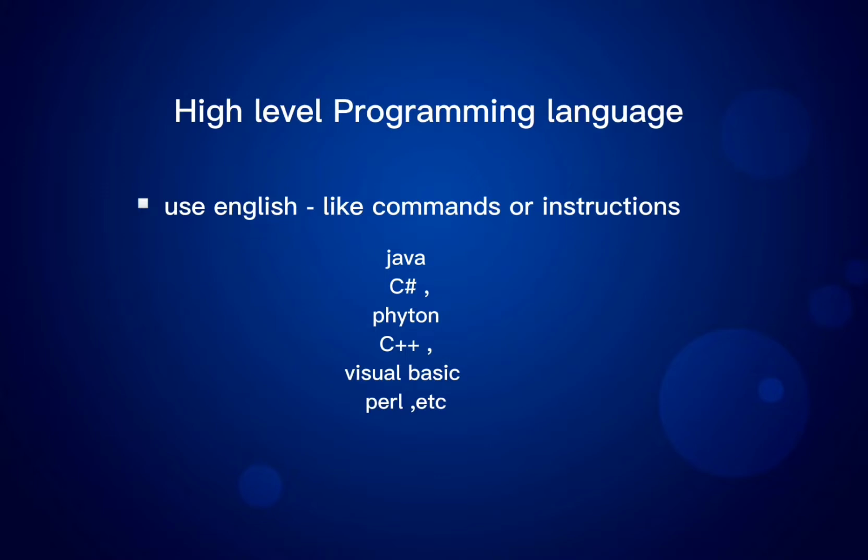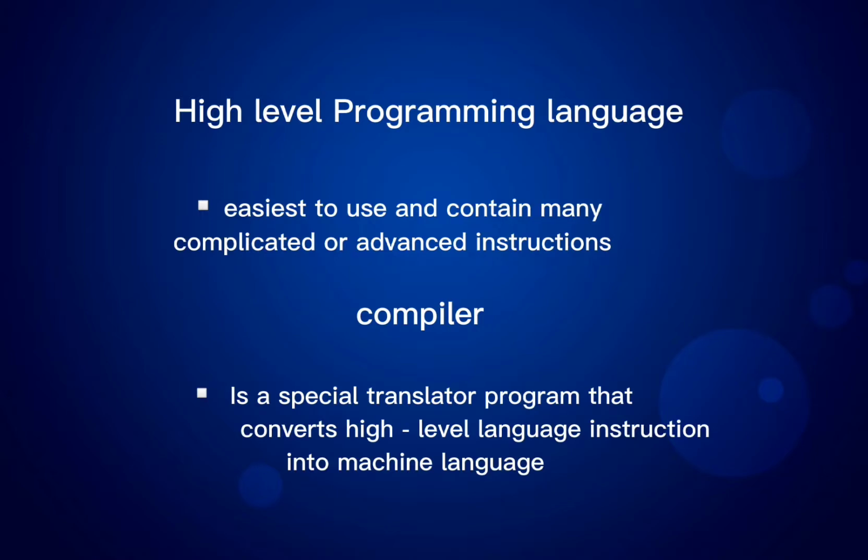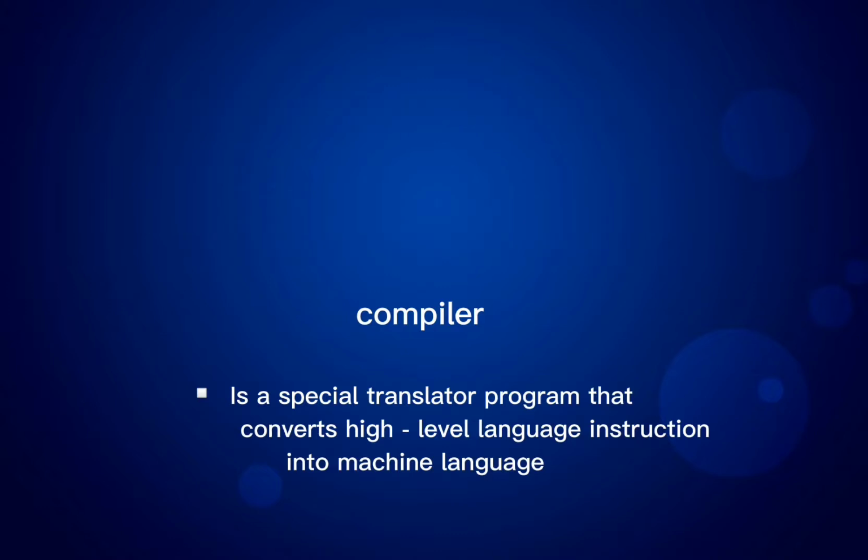High-level programming languages are the easiest to use and contain many complicated or advanced instructions. So, para mapadali yung mga ginagawa ng mga programmer, gumagamit sila ng mga high-level programming language. Ang high-level programming language ay kinakailangan ng compiler. So, ano nga ba ang compiler? So, ang compiler is a special translator program that converts high-level language instructions into machine language.